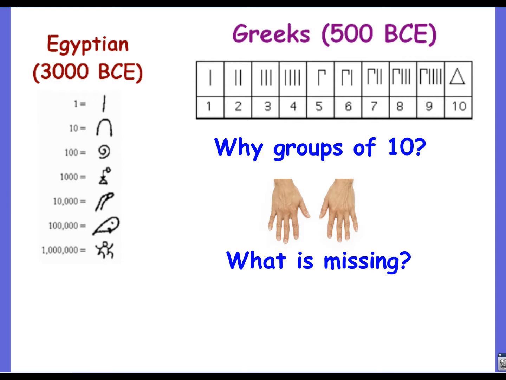Both these systems are missing something that is quite obvious, that is very useful in the modern way we count. Can you spot what it is? Neither system uses a zero. And a zero is a very important thing in the modern system because we use it as what we call a placeholder. And we'll look at that in some detail over the next few slides.